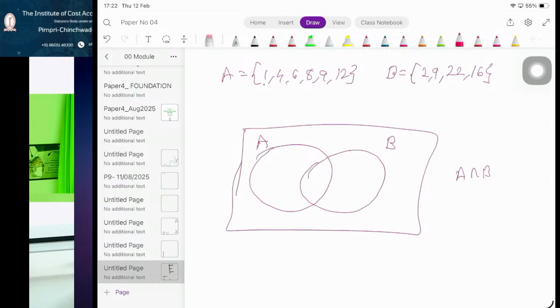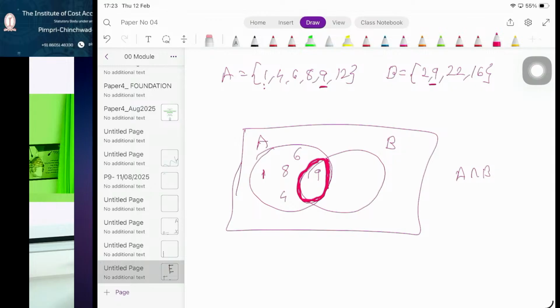1: in A the element is 1, is it in B? No. So I will write it down here, 1, only in A. 4, not in B, I will write anywhere else. 6, not in B. 8, not here. 9, yes, 9 is in A, 9 is in B also, so I will write down 9 in the common portion of A and B. Because set A and set B are overlapping to each other, and this is the overlapping portion, in which I will write down the common elements of A and B.